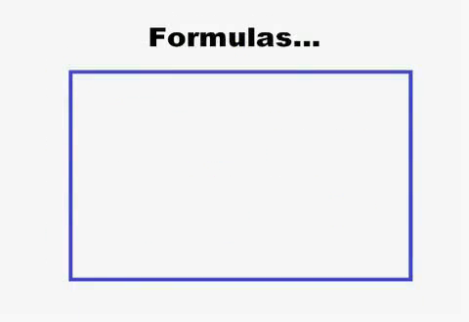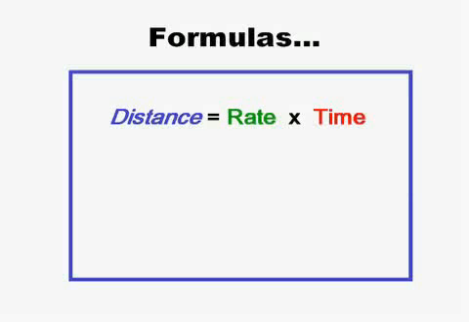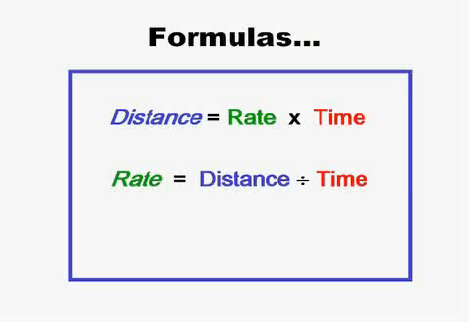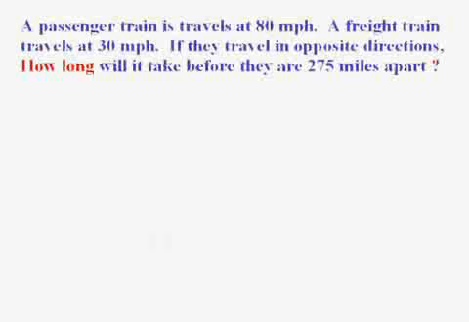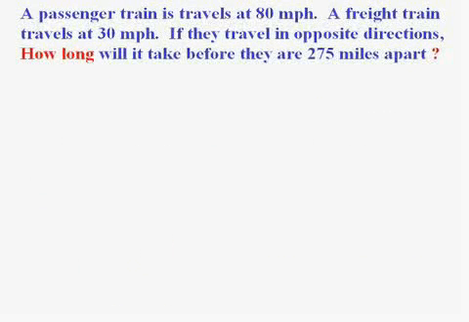So in general, the formulas are that distance equals rate times time. Rate is distance divided by time. And time is distance divided by rate. Now really, you don't have to memorize those. You can really derive them if you just remember that distance is rate times time and then solve for the one that you want. Okay, let's do one.